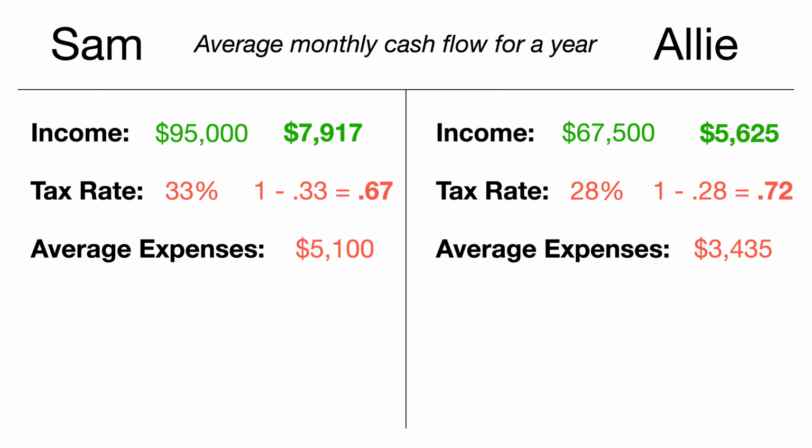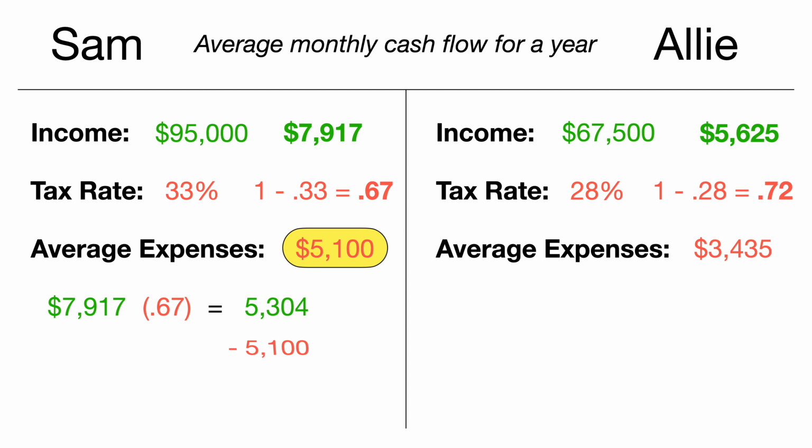And so now let's figure out the personal cash flow for both because we have everything we need. So first we're going to take our income and multiply it by our multiplier. And that's going to mean after the taxes are taken out, we have $5,304 left for Sam. Now we just have to subtract those expenses. So Sam has an average monthly cash flow of positive $204. So he's saving $204 each month.